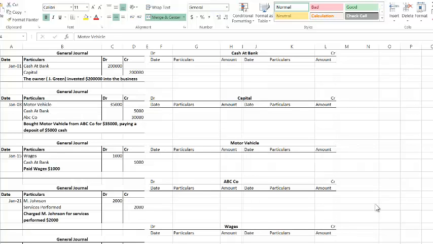Today's lesson will be focusing on how to post from general journal entries into ledger accounts. This example is found on page 49, and in a previous tutorial I showed you how to do these general journal entries, and now I'm going to post those entries into the ledger. The first transaction is when the owner, J. Green, invested $200,000 into the business and put it into the bank account. This is on top of page 49, and I'll take you through step by step.